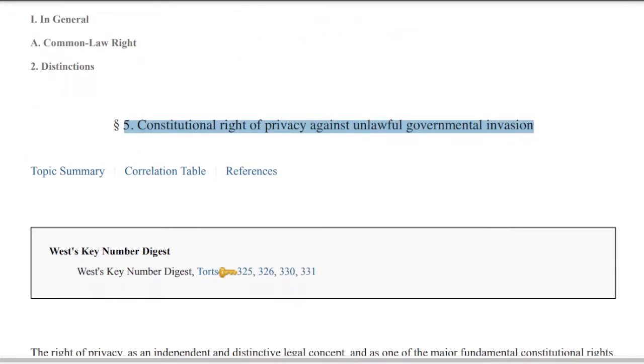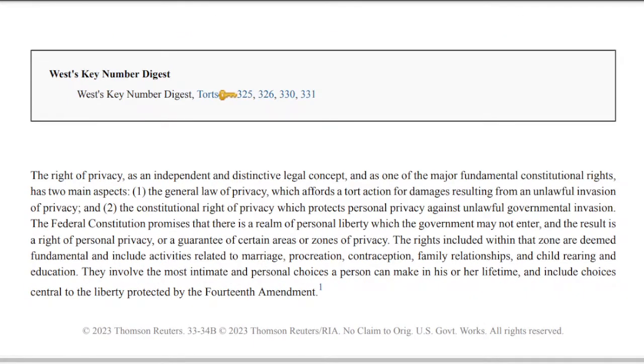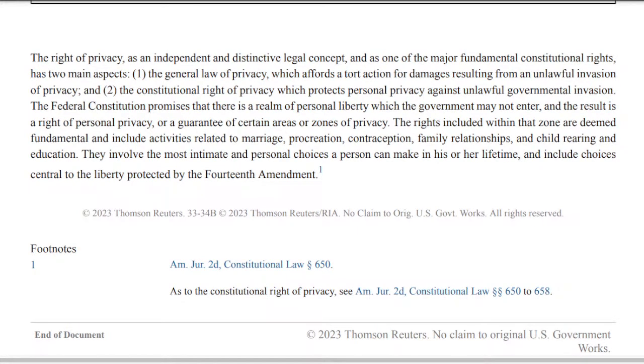Constitutional right of privacy against unlawful governmental invasion. The right of privacy as an independent and distinctive legal concept, and as one of the major fundamental constitutional rights, has two main aspects. One, the general law of privacy, which affords a tort action for damages resulting from an unlawful invasion of privacy. And two, the constitutional right of privacy, which protects personal privacy against unlawful governmental invasion. The federal Constitution promises that there is a realm of personal liberty which the government may not enter, and the result is a right of personal privacy, or a guarantee of certain areas or zones of privacy.